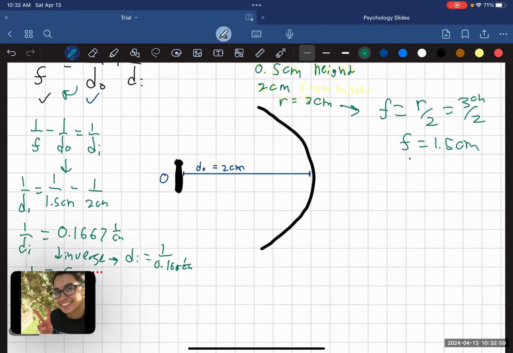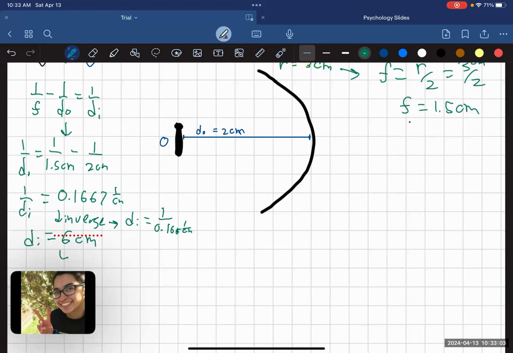Cool. Then we also note that this is positive. Which means that it's in front of the mirror. It also means that it's a real image. As in, if you were looking at the mirror, you could actually see it.